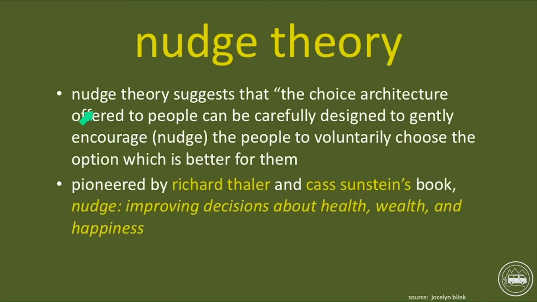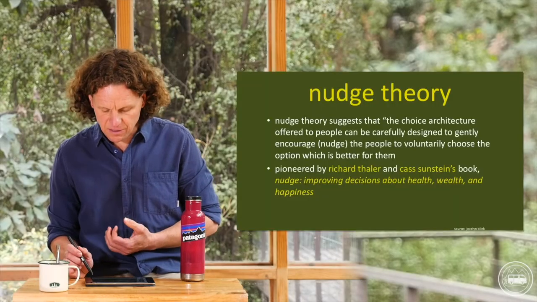But rather, to provide them with incentives or information to nudge them towards making a better decision for society as a whole, as opposed to just optimizing their own individual consumer rational thinking, and move people towards a better outcome for society as a whole. Okay, so nudge theory, let's take a look at a definition of it, suggests that choice architecture offered to people can be carefully designed to gently encourage, nudge, the people to voluntarily choose the option which is better for them. And this, of course, is pioneered by Richard Thaler and Cass Sunstein's book, Nudge, Improving Decisions About Health, Wealth, and Happiness. Okay, so thus was born the nudge theory.